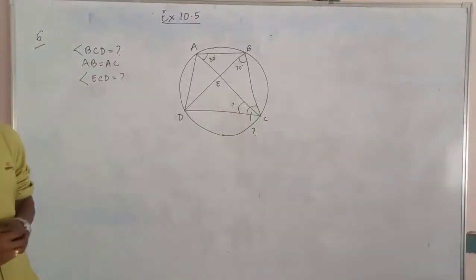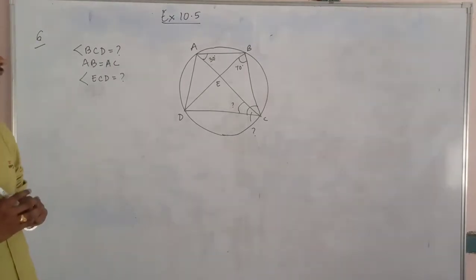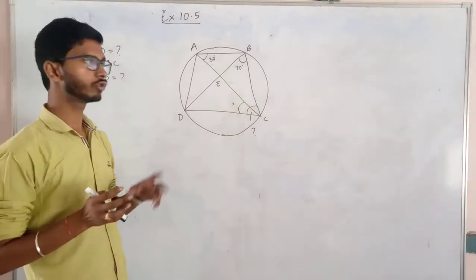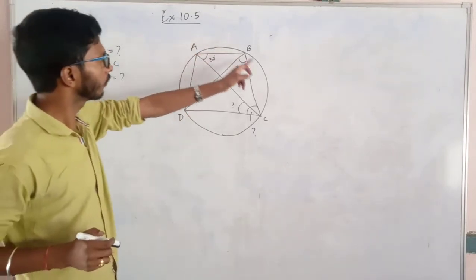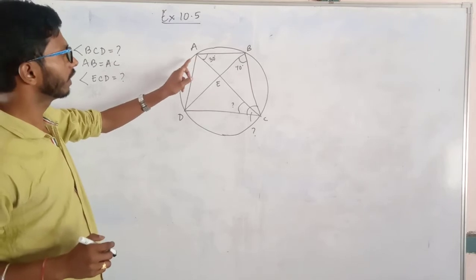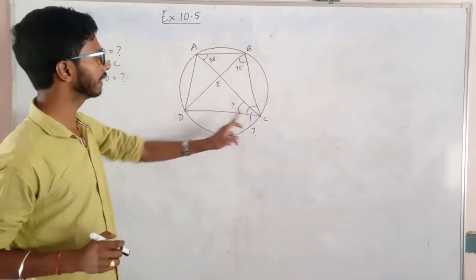We will see question number 6. Question number 6 is: ABCD is a cyclic quadrilateral. So we have to draw a quadrilateral inside a circle. Let us take one circle and draw a quadrilateral inside the circle. So, A, B, C, D.